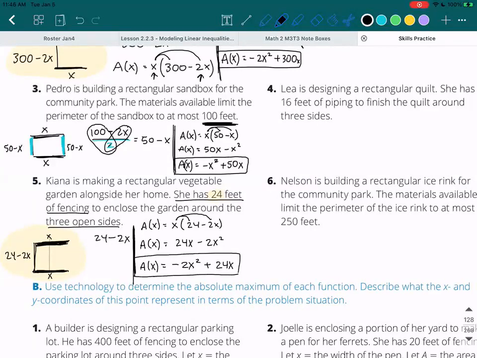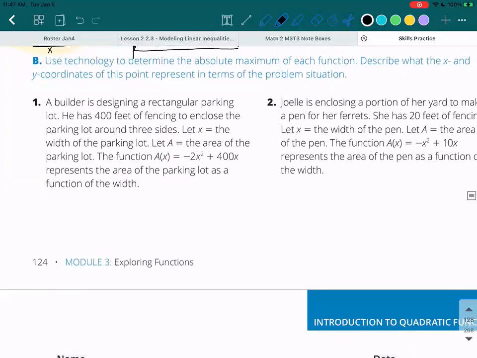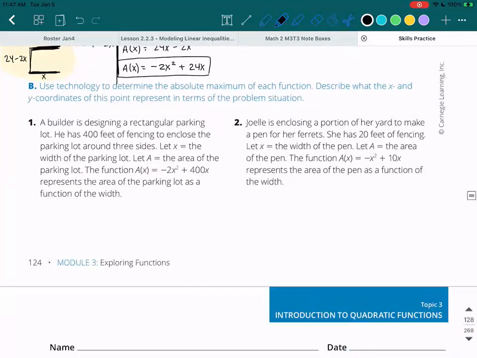Okay, pausing here again to see if you guys have questions. The next section says to use technology to determine the absolute maximum of each function. Describe what the x and y coordinates of this point represent in terms of the problem situation. Number 1, a builder is designing a rectangular parking lot. He has 400 feet of fencing to enclose a parking lot around 3 sides. Let x equal the width of the parking lot. Let A equal the area of the parking lot. The function A of x is equal to negative 2x squared plus 400x represents the area of the parking lot as a function of the width.